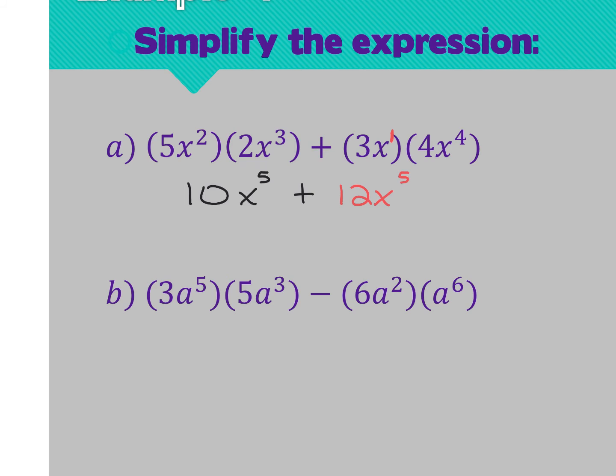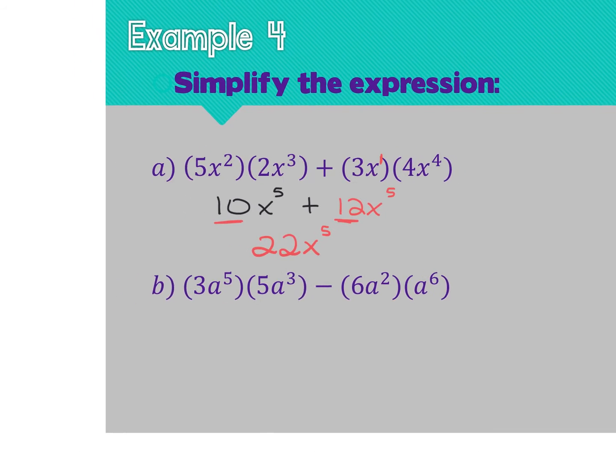They can be combined. When you add like terms, we do not add exponents. We only add coefficients. So I'm only going to add 10 plus 12, and I get 22x to the fifth.